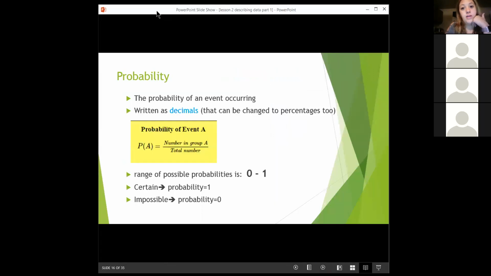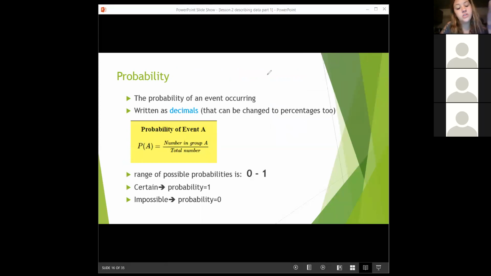Okay, probability. Probability is basically just the probability of an event occurring. We usually talk about them in decimals between 0 and 1. If you multiply them by 100, then you're going to be able to get percentages. This is just a simple equation. It's just saying the number that you have divided by your total number. Similar to an average, but you're not adding a bunch of stuff up. You're just talking about group A if you're talking about the probability of A.